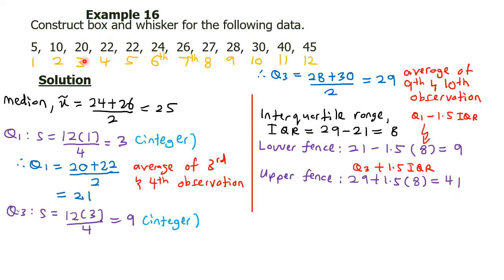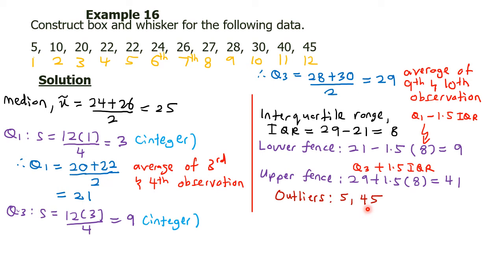So check our values here. The lower fence would be 9. Below 9 we still have 5 here, so the 5 will be an outlier. And as you can see, 45 also, because the upper fence here is 41, and after 41 we still have 45. So these two values, 5 and 45, we consider as outliers, that is, outside the fence.